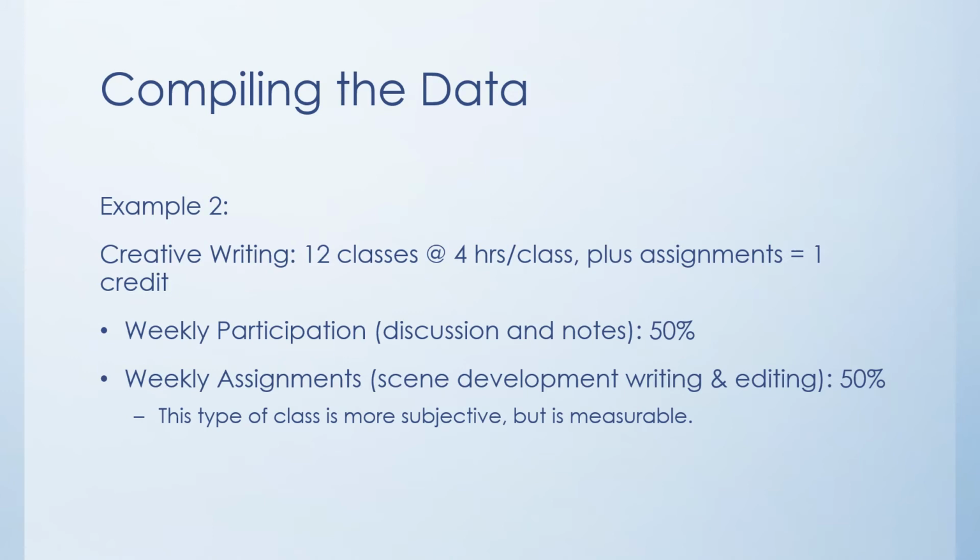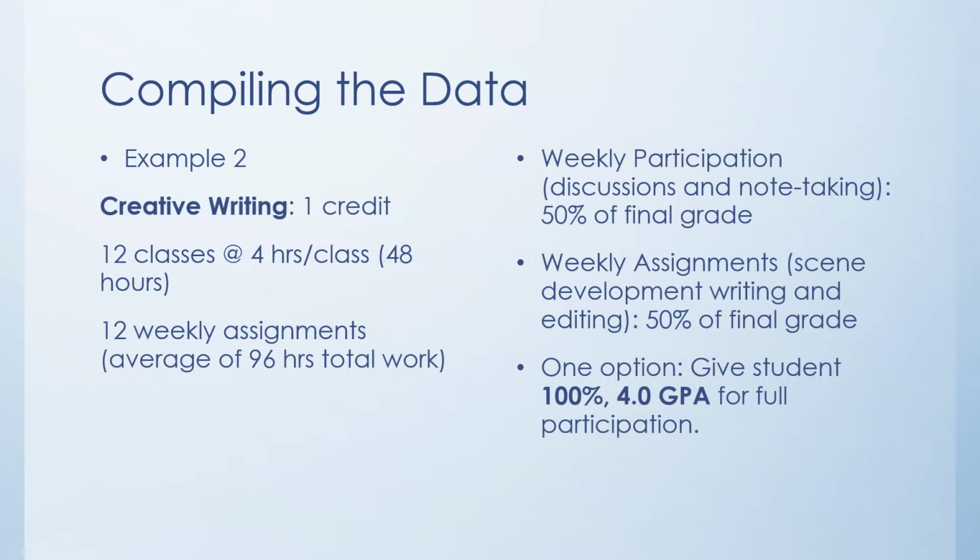I graded them based on weekly participation, which was discussion and notes, and attendance. I should have included that. And then weekly assignments were scene development and writing and editing their work, and then they had to turn that in every week to their teacher. Those two things I weighed at 50% for each part of their grade. So if I give them 50% of the grade for their discussions and note-taking, their weekly participation, and 50% for their weekly assignments, then one option for full attendance, full participation, full everything, you could grade them at 100%, which is a 4.0 GPA.